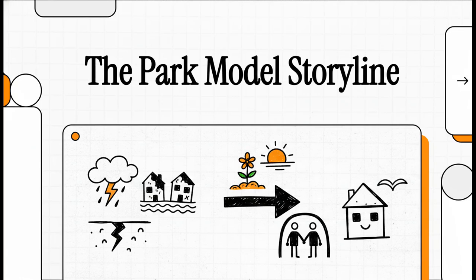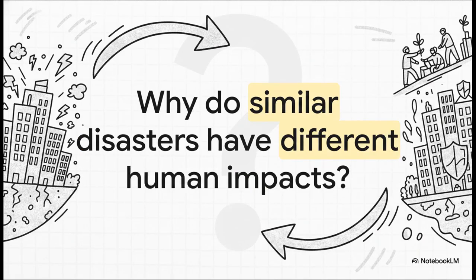Today, we're going to pull back the curtain on the hidden story behind every disaster. You know that pattern that explains why some places bounce back and others, well, they're never quite the same? We're going to break down the one model that shows us exactly how that story unfolds. So, it all kicks off with this really big question.